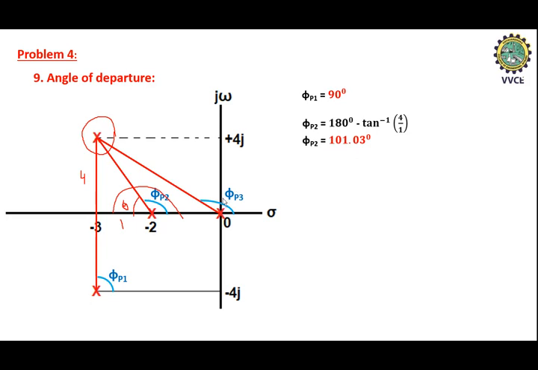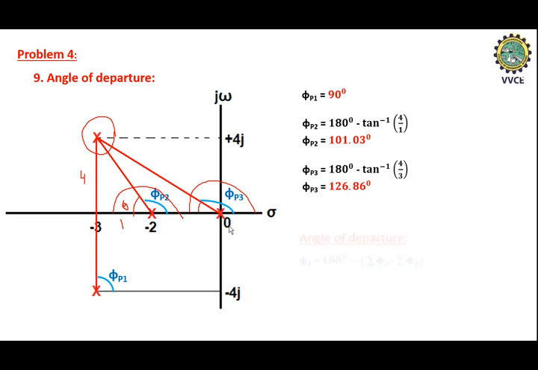Next, how to find out this phi p3? This is also similar to that. 180 degree minus this angle gives phi p3. So what is this angle? Opposite side is 4 and the adjacent side is 3. So 180 degree minus tan inverse of 4 by 3 gives 126.86 degree.